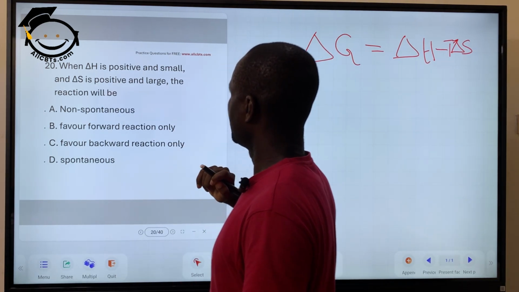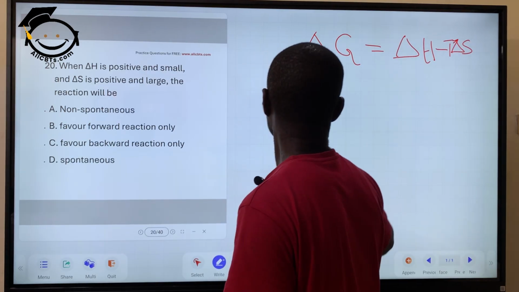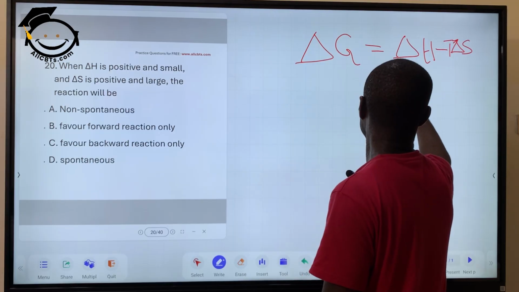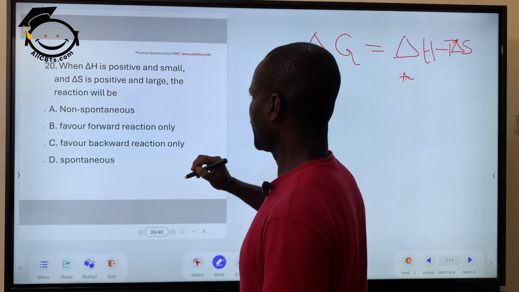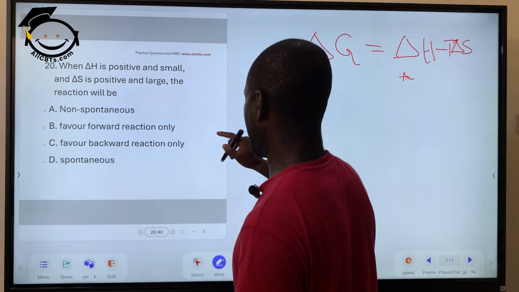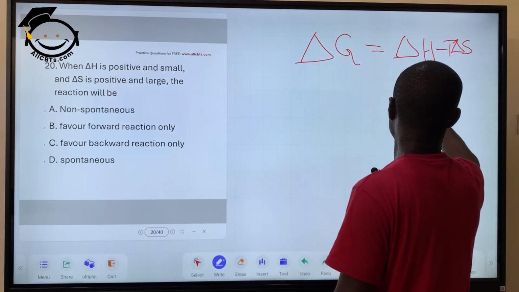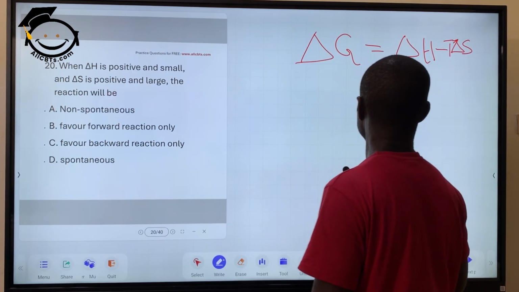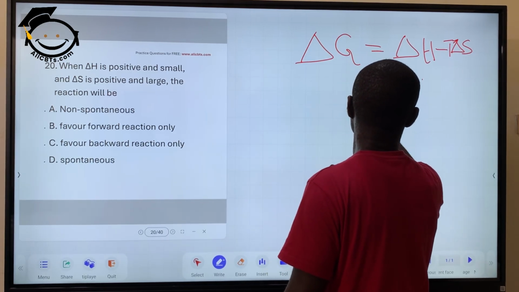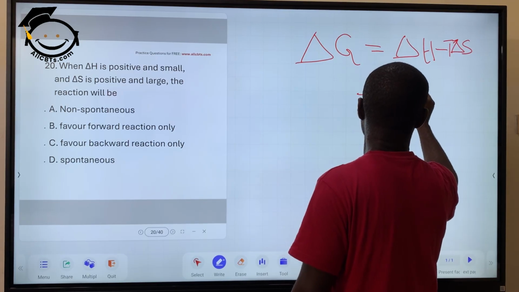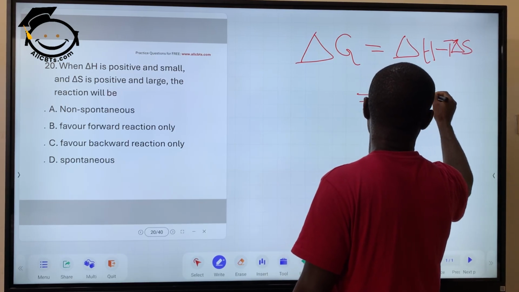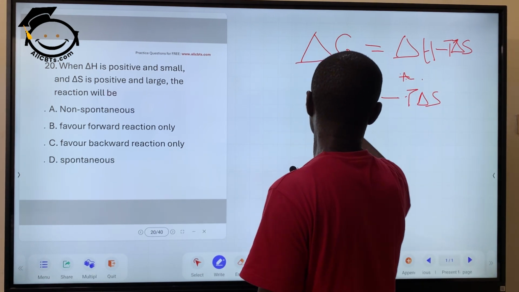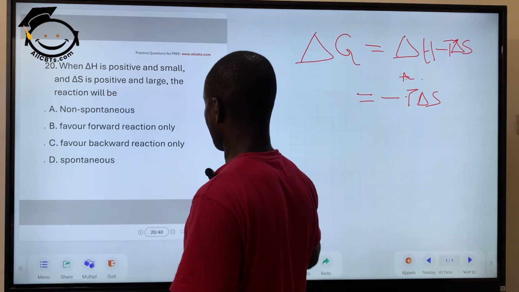When enthalpy is positive and becomes smaller, and entropy is positive and large, when this value becomes smaller and this is larger, of course we're going to get a negative. This is going to give us negative value of T times entropy. So that gives the value of G a negative. The reaction, of course, becomes spontaneous.